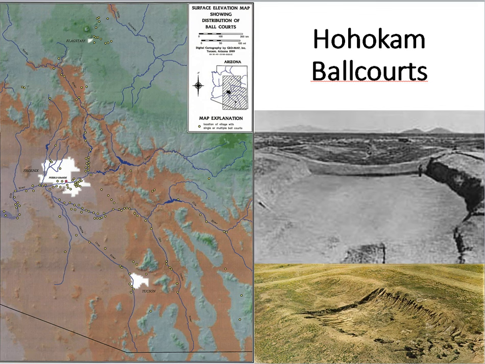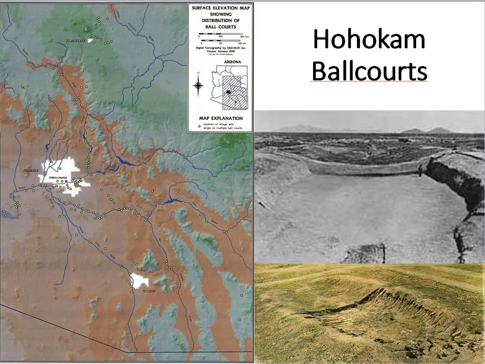Hohokam ball courts consist of an oval-shaped depression with two earthen berms like parentheses on either side. The berms define the playing field within the depression and the open ends are the goals. The map shows the distribution of all known ball courts, and you can see they are widespread, present in both the core and in the peripheries.